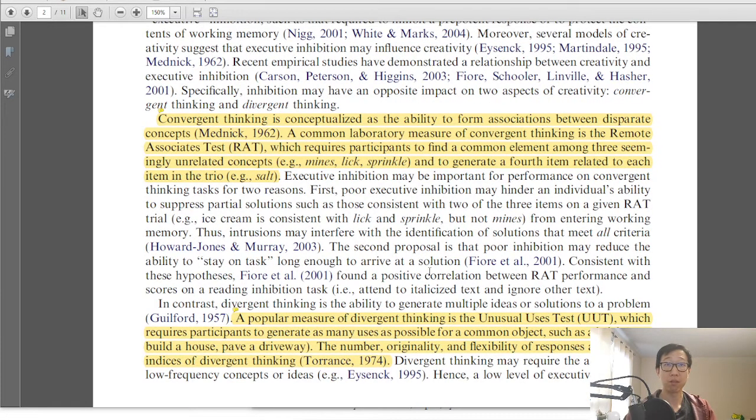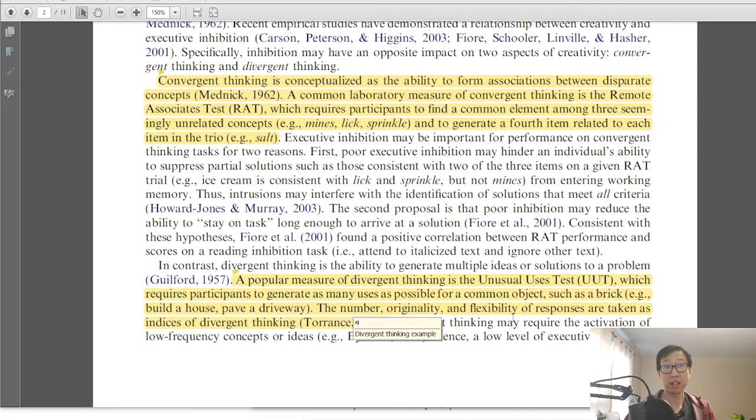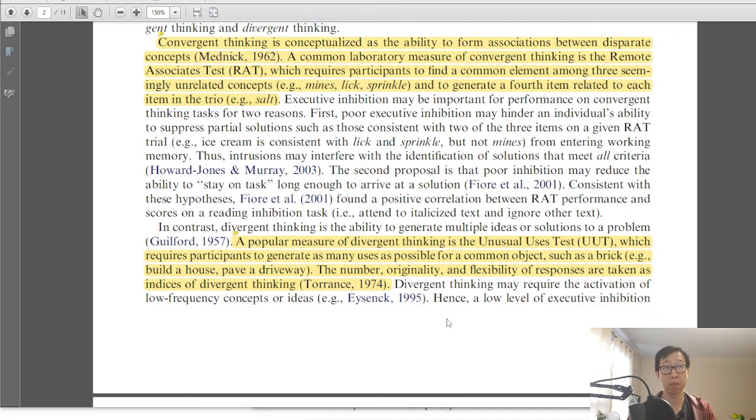And then for the opposite direction, for divergent thinking, there's a popular measure called the unusual uses test. Participants are required to generate as many uses as possible for a common object, such as a brick. You might want to build a house, pave a driveway, throw it through a window. And the number, originality, and flexibility of responses are taken as indices of divergent thinking. We'll explain both a tiny bit more in a little bit.